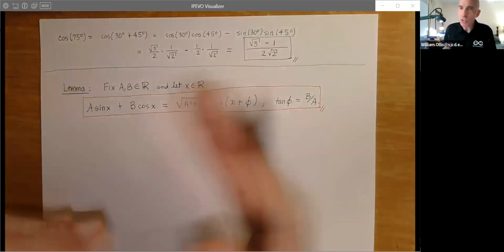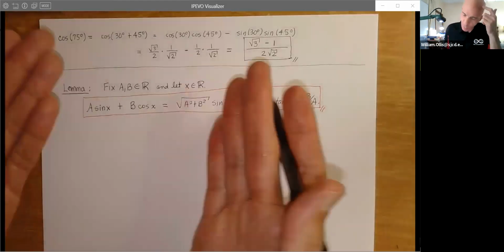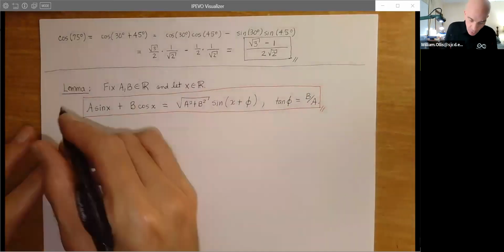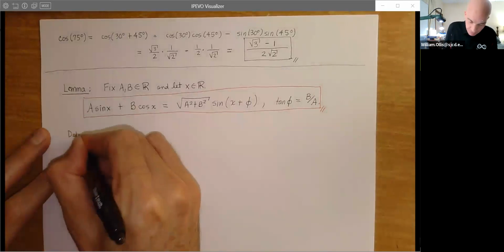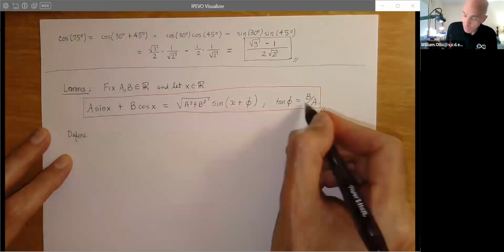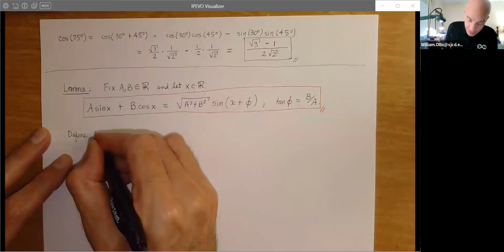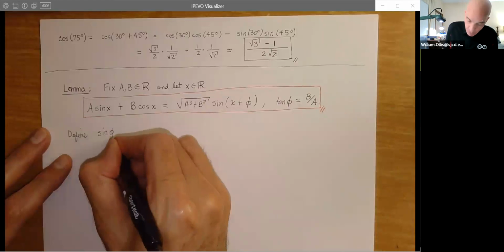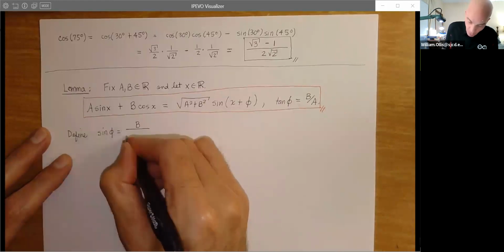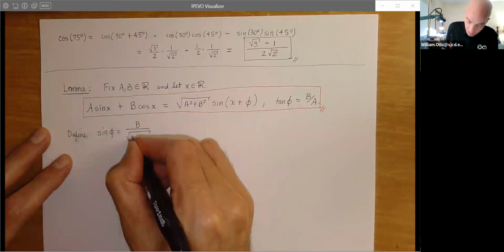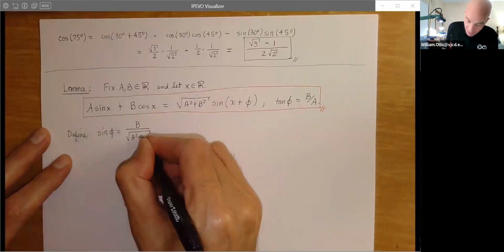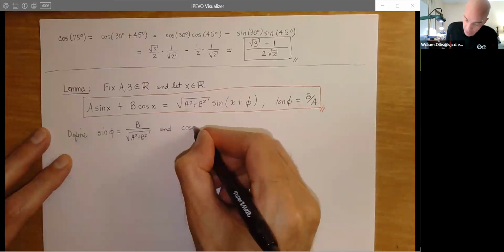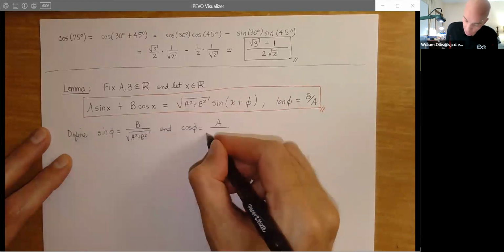So how would you go about justifying this? Well, it's very simple. We're going to think of this in terms of how we think of triangles. So what we can do is define, if that's the definition of tangent phi, let's define sine phi to be b over the square root of a squared plus b squared, thinking of a right triangle. And let's define cosine phi to be a over the square root of a squared plus b squared, again, thinking like a right triangle.